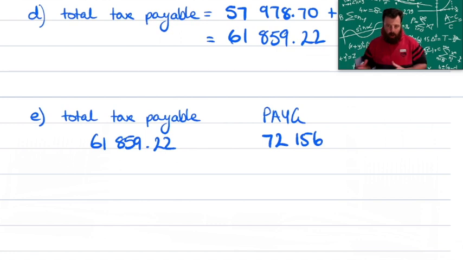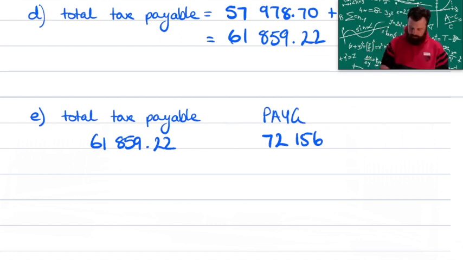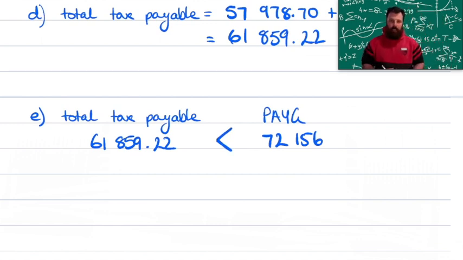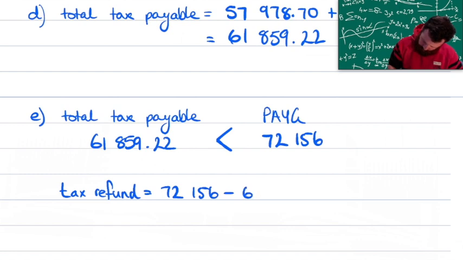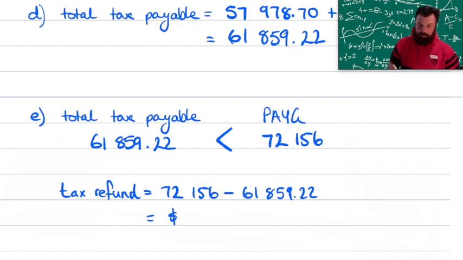The total tax payable was $61,859. The PAYG was $72,156. Her PAYG was larger than what she should have paid. So because the PAYG is larger, she's going to get a tax refund as well. The refund is just the difference between those two amounts. So Gabby's going to get a tax refund of $10,296.78.